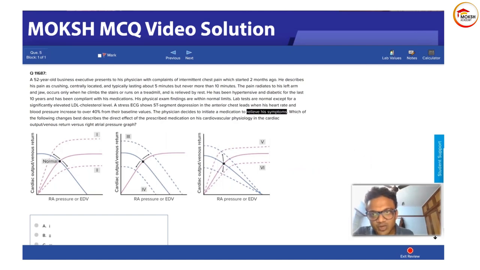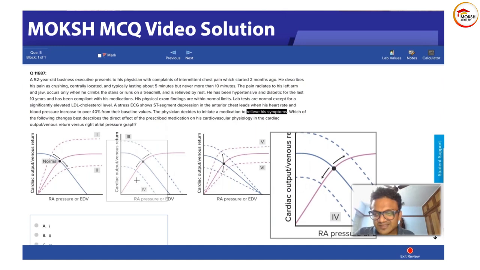So when there is a pooling of blood, there will be decrease in venous return. Agreed? So which of the following curves shows decreased venous return? Curve 4. As simple as that.